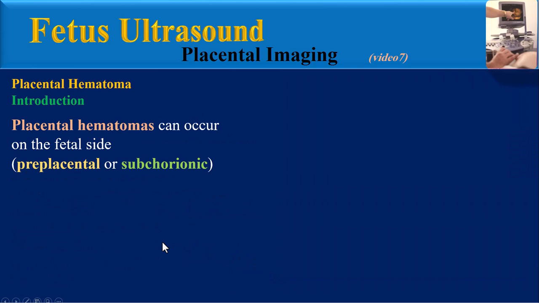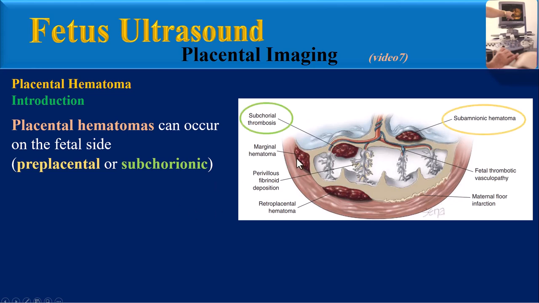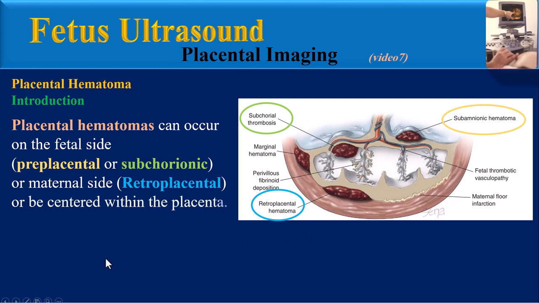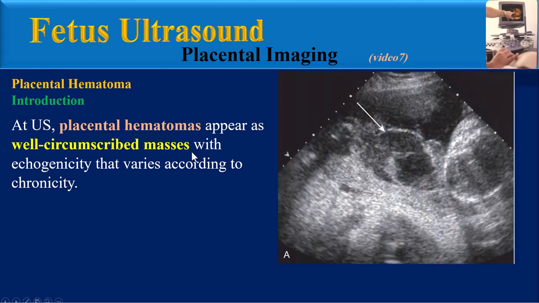Placental hematomas can occur on the fetal side, including preplacental or subamniotic hematoma or subchorionic hematoma, or on the maternal side, known as retroplacental hematomas, or be centered within the placenta. At ultrasound, placental hematomas appear as well-circumscribed masses with echogenicity that varies according to chronicity.